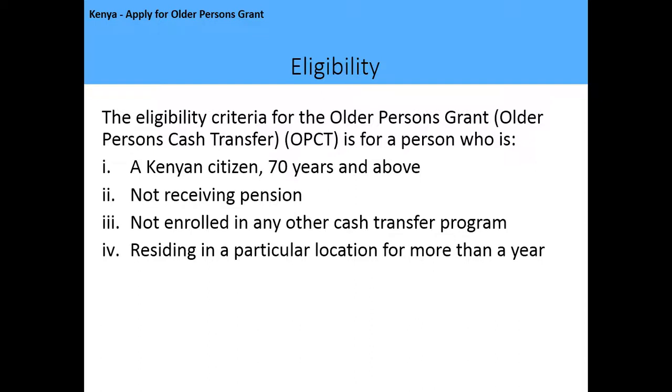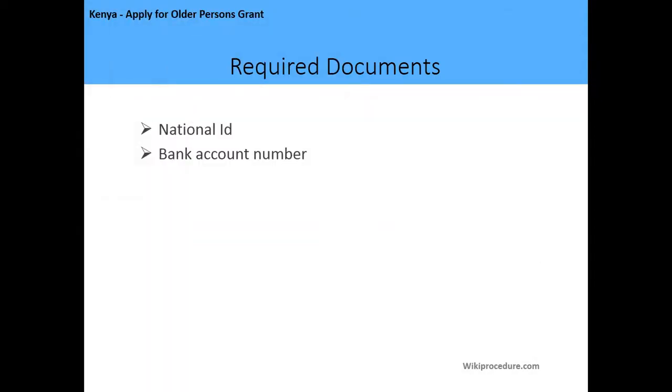So the eligibility criteria is as follows. For you to be eligible for the Older Persons Grant or the Older Persons Cash Transfer, you're supposed to be a Kenyan citizen, 70 years or above. You should not be receiving any pension, and you should not be enrolled in any other cash transfer program. Additionally, you're supposed to be residing in a particular location for more than 1 year, and once you have resided in that location for more than 1 year, you'll be able to apply to receive a grant in that location in which you're residing.